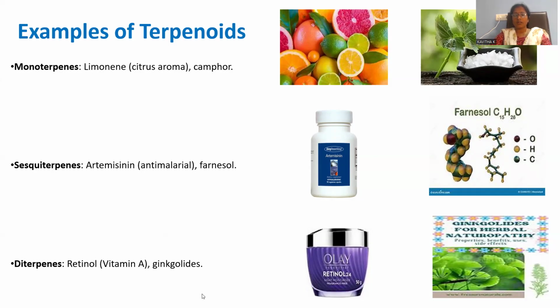Ginkgolides. Another kind of diterpene material. Let me repeat again, ginkgolides. So these are also extracted from terpenes only. So we can see the materials which are extracted from the plant.